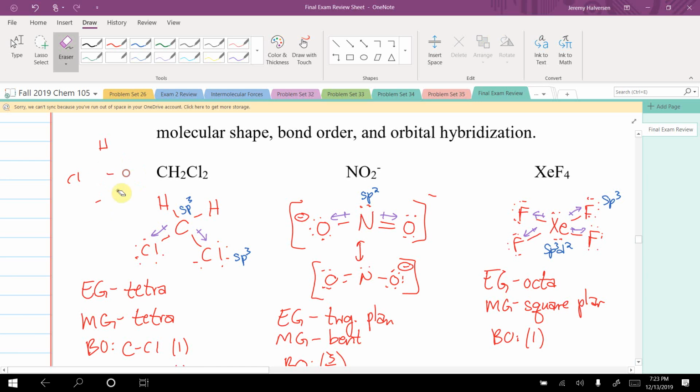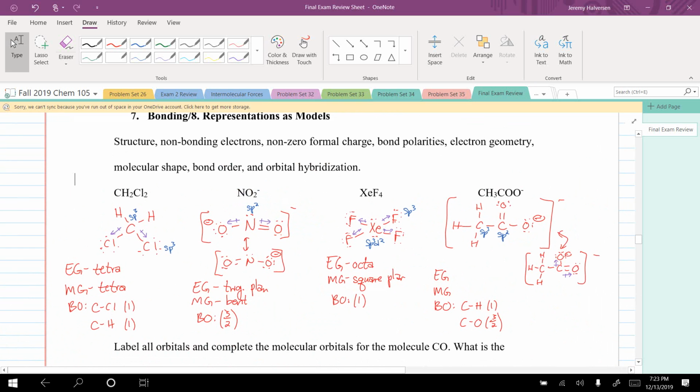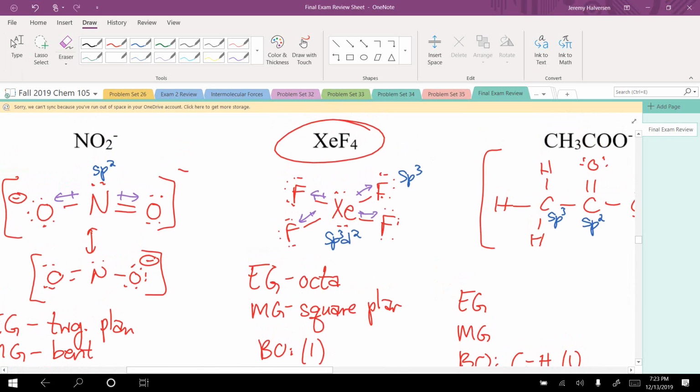Which one of these is going to be nonpolar? This one. Why is that nonpolar? Well, it's square planar, so this one really is a plus sign. Does that make sense? So that one is going to be nonpolar.